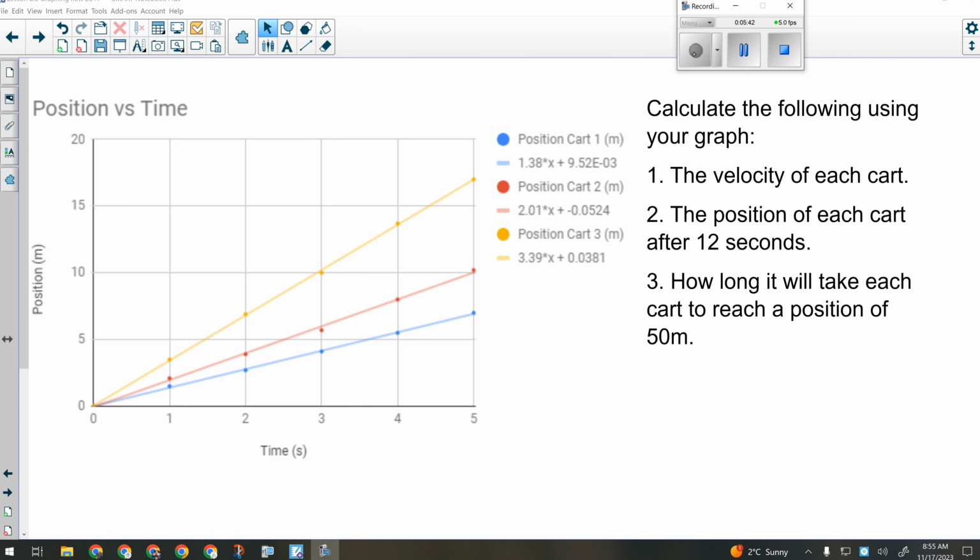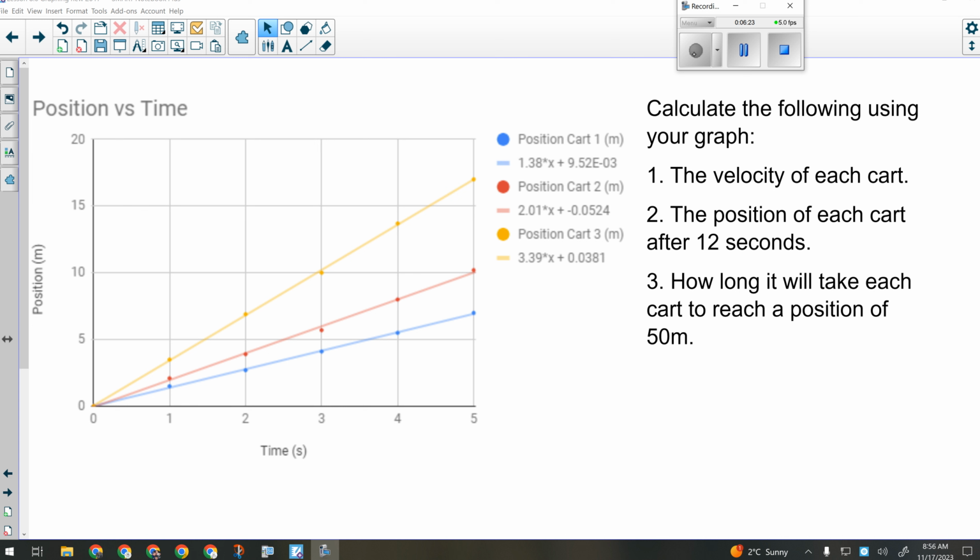If I can make a fairly straight line out of my points, and that's what Google does for us. My points don't necessarily show that, but they're close. They show that the object's position changes by the same amount every second. That means if I'm cart number 2, the red line, I'm traveling at 2.01 meters per second. So every second, I will be 2.01 meters further from where I started. Okay, everybody all right with that idea? Yes. Okay, so all three of these carts are traveling at constant velocities.